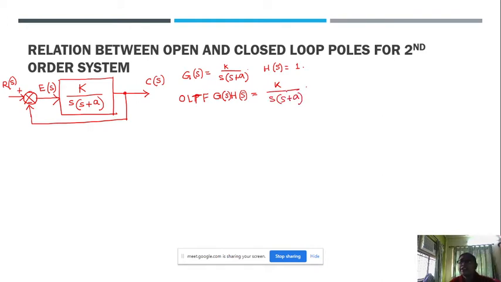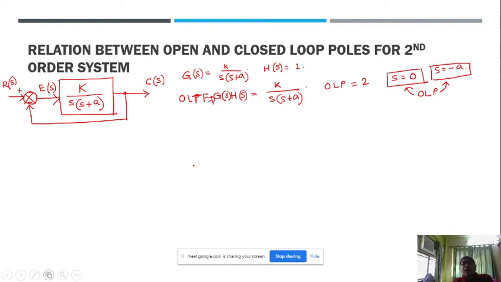The denominator of this open loop transfer function gives us the open loop poles. So what are the open loop poles? There are two open loop poles. One is at S equal to 0, that means at the origin, and another one is at S equal to minus A. So these two are our open loop poles.